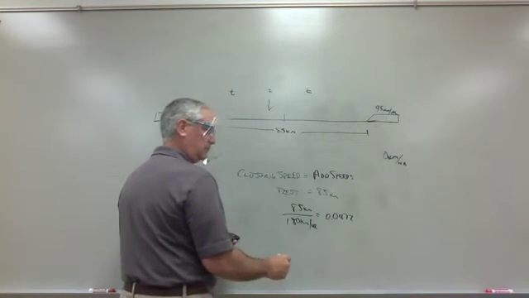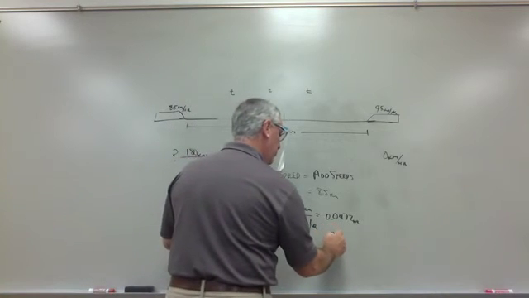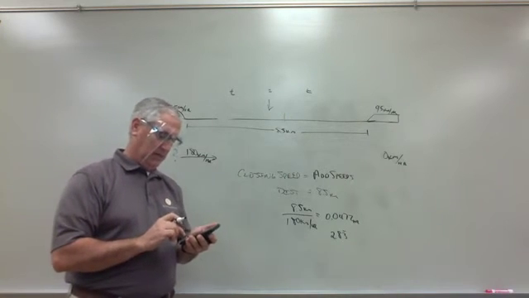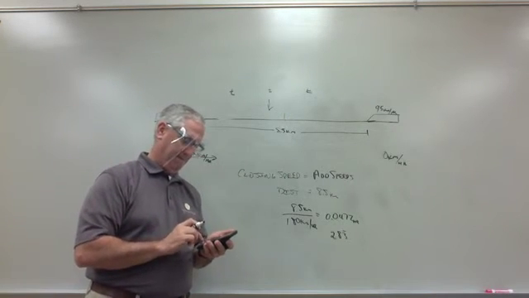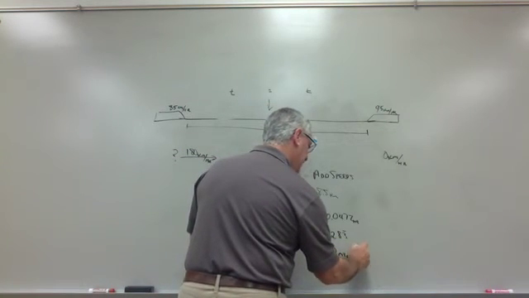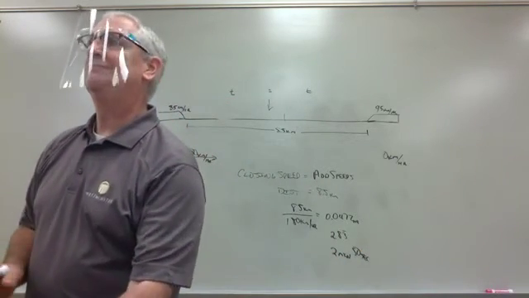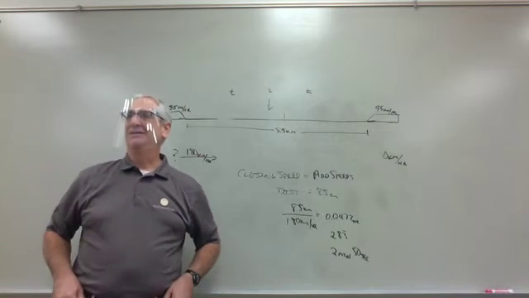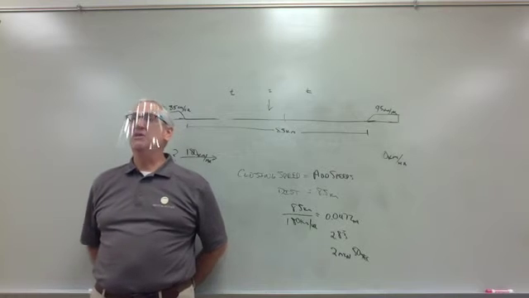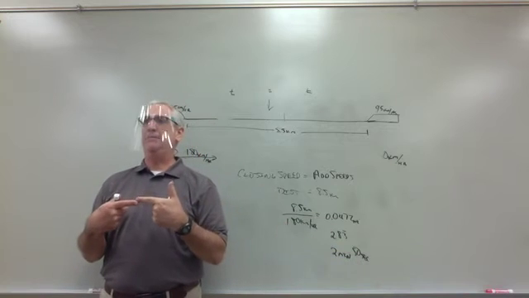0.0472 hours, or 2.83 minutes, and 2 minutes and 50 seconds. Now, what was the answer to the original problem? What was the original answer? 2 minutes and what? 41 seconds. So by slowing down slightly, it increases the time for them to meet.